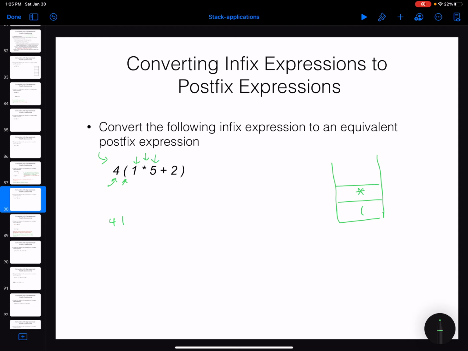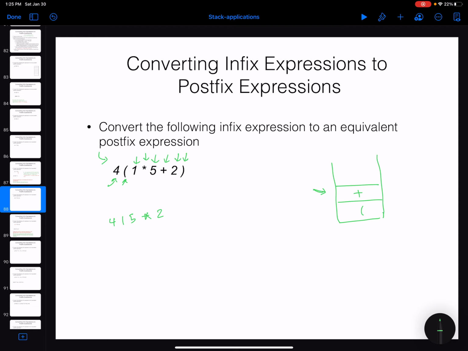The next token is going to be an operand. The next token is an operator. You look at the top of the stack. All the operators of higher or equal precedence will be popped. So multiplication will be popped and dumped in the output, and then you will push plus on top of the stack. The next token is an operand, you will put it here. The next token is a closing parenthesis.